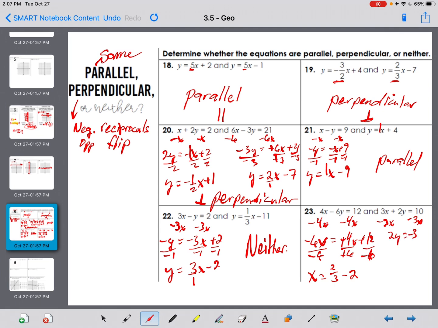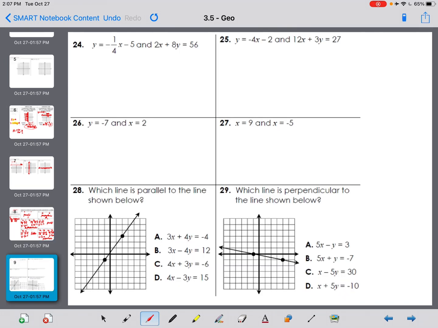Move that 3x. 2y equals negative 3x plus 10. Divide by 2, everybody. Y equals negative 3/2 x plus 5. Different signs, flipped over, perpendicular. That's what you should have got.